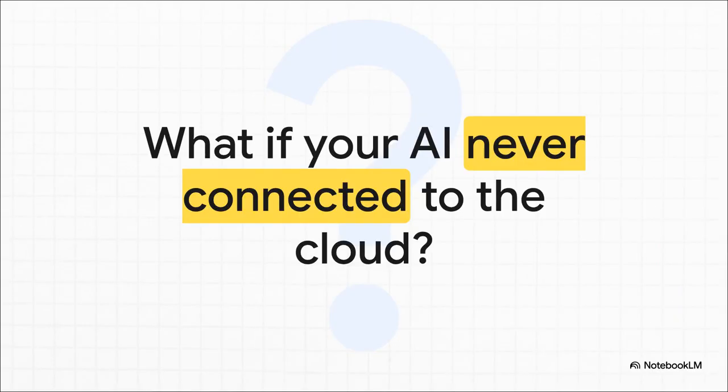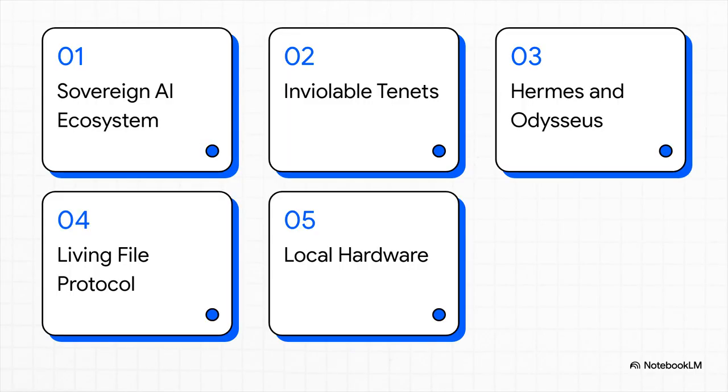I want you to really think about this for a second. What if your AI partner literally never connected to the cloud? Not for processing, not for software updates, and definitely not for telemetry. We are talking about absolute digital sovereignty. That right there is the core premise of Project Aora. It's not just about running a local model for fun, it's about building an entire digital partner completely insulated from external networks. So here's our roadmap for today.